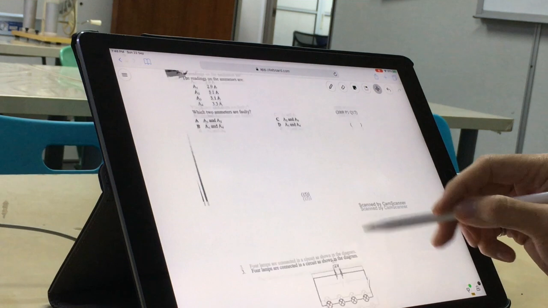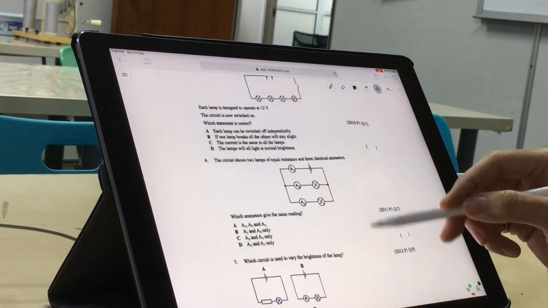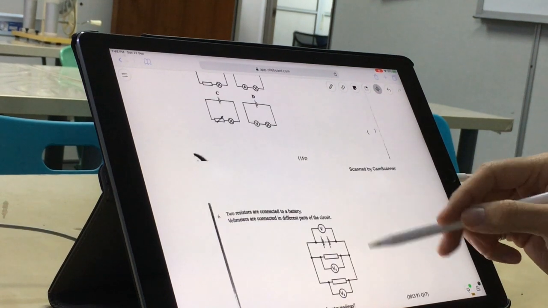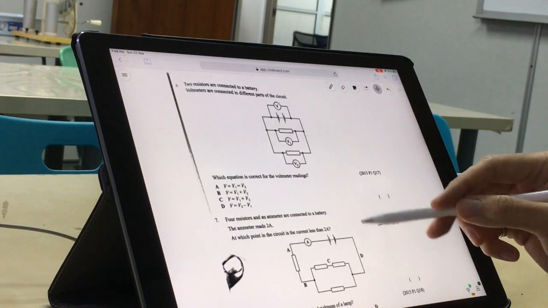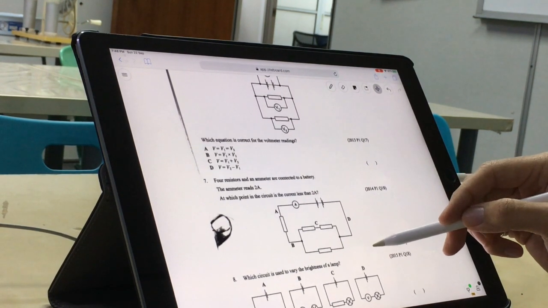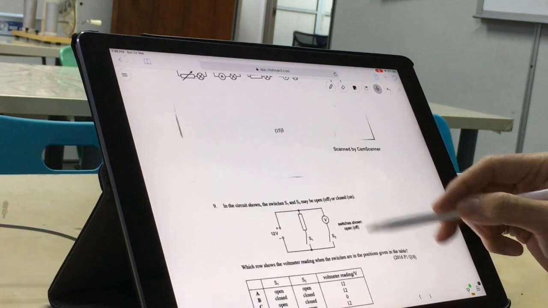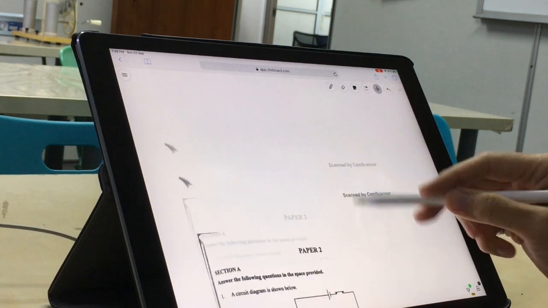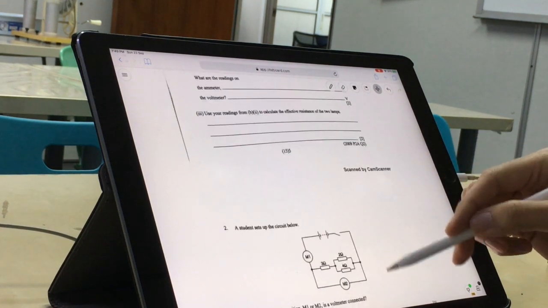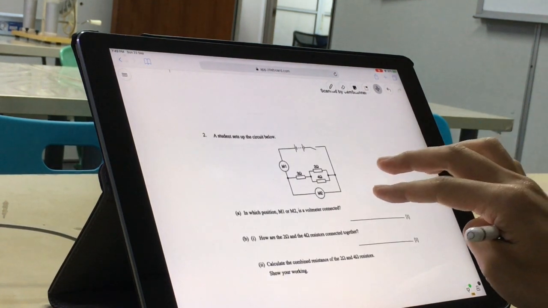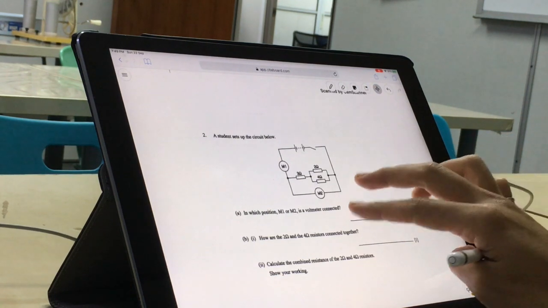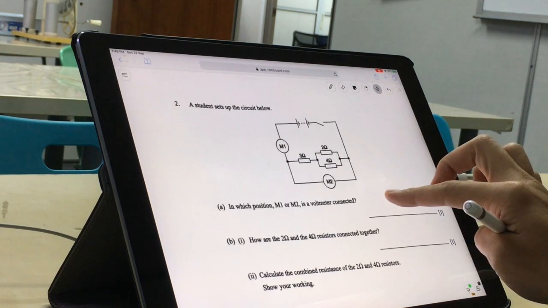Okay, I want to jump because we have about 15 minutes left. I want to jump to some other questions that will show some calculations. Okay, this one. Let's take a look at this particular question.